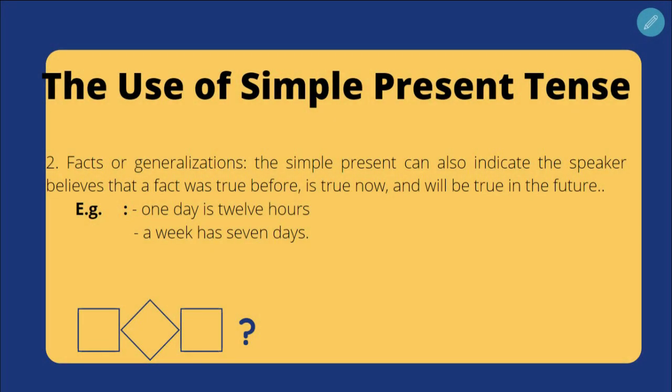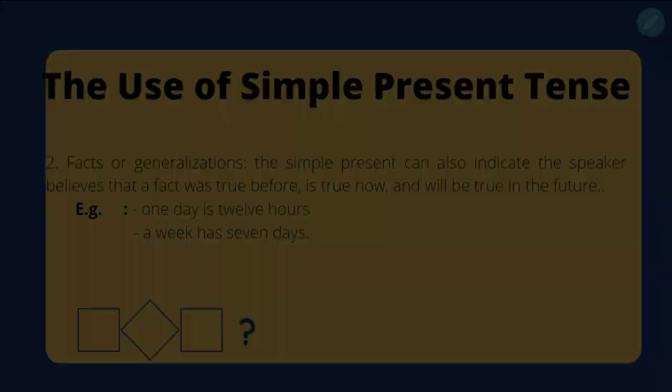The second, fact or generalization. The simple present can also indicate the speaker believes that a fact was true before, is true now, and will be true in the future. For example, one day is 24 hours. A week has 7 days.